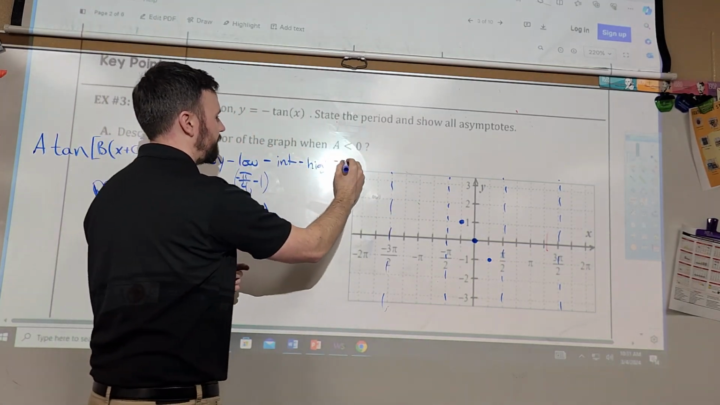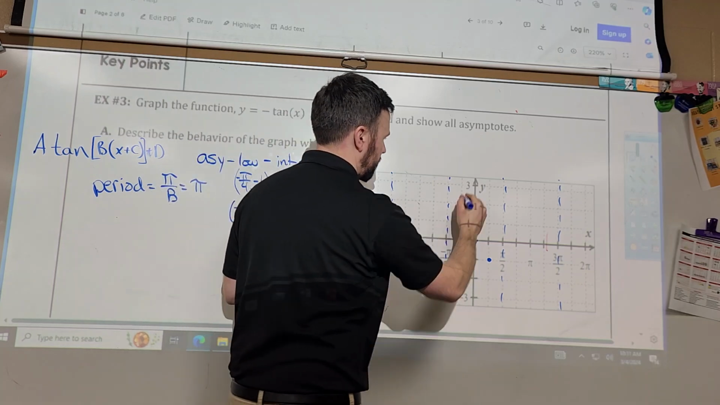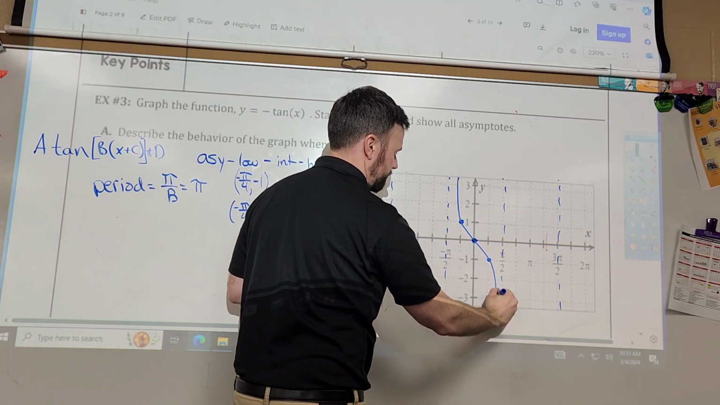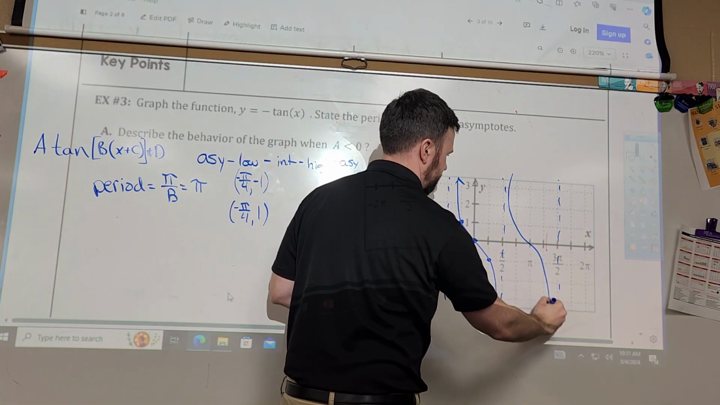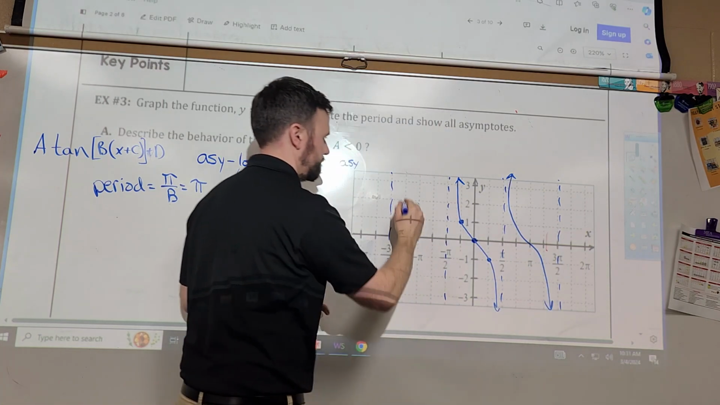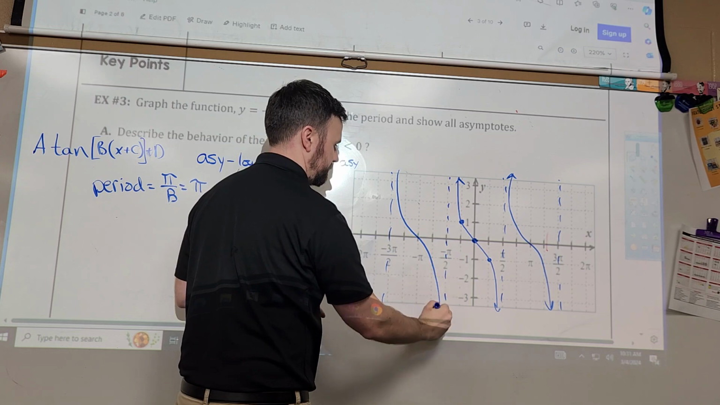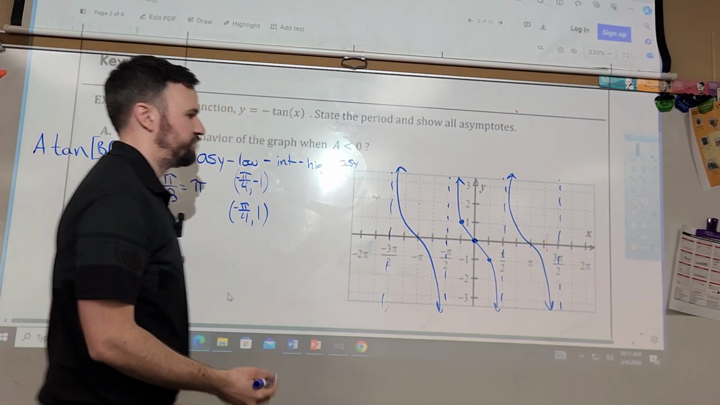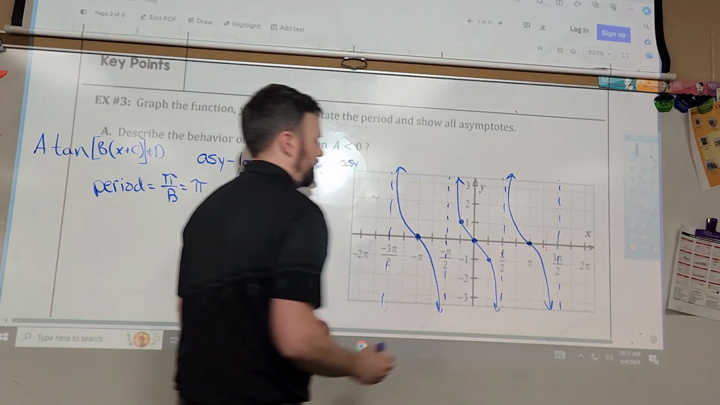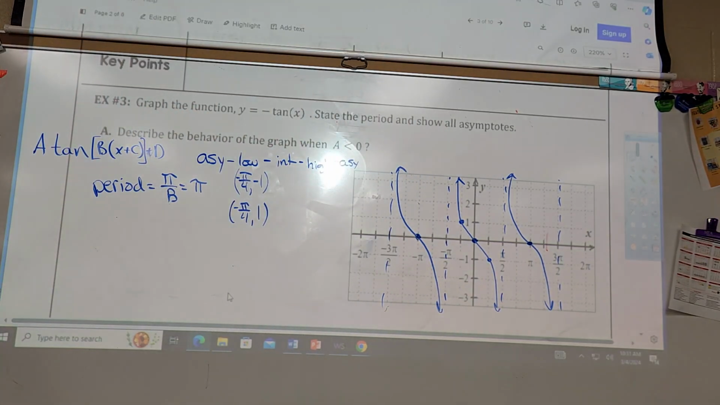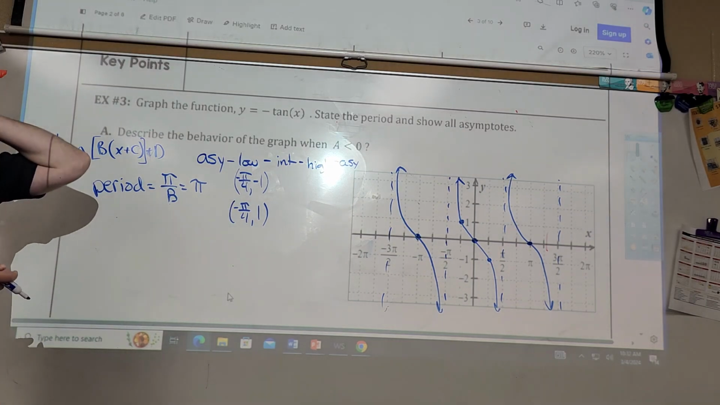And then I already graphed the other asymptote. So I graph this, it's just going to do this. You just repeat the pattern. Make sure your zeros are every pi. Because what we know, what's a negative do in front? Flips it. Is that flipped?